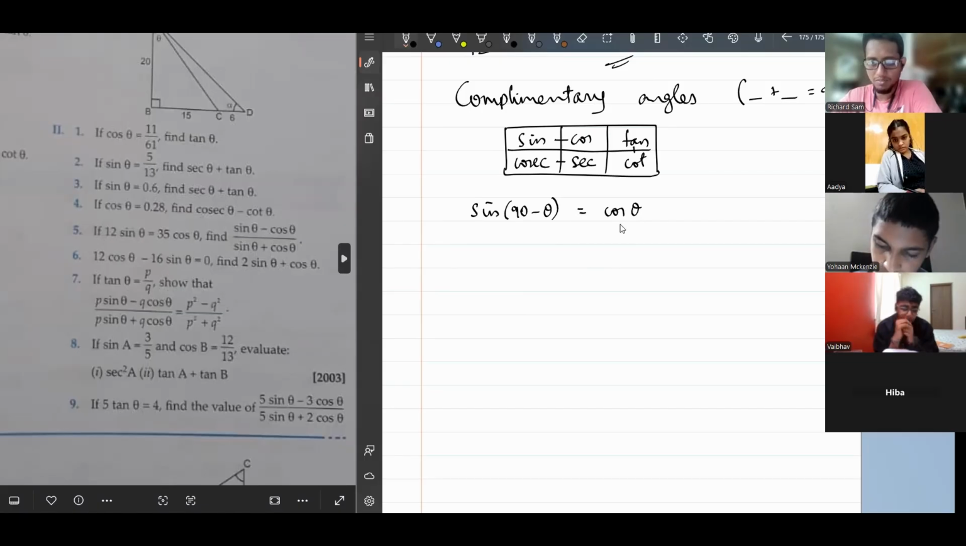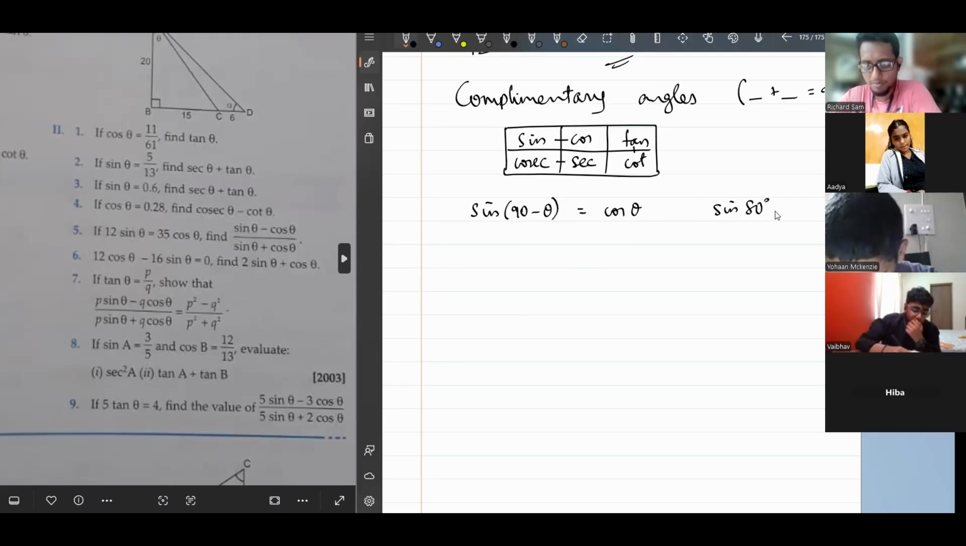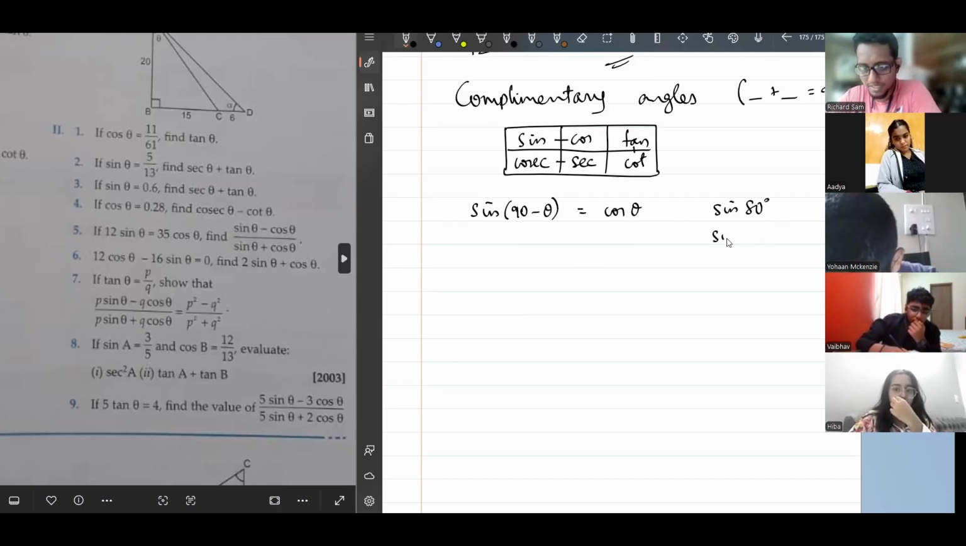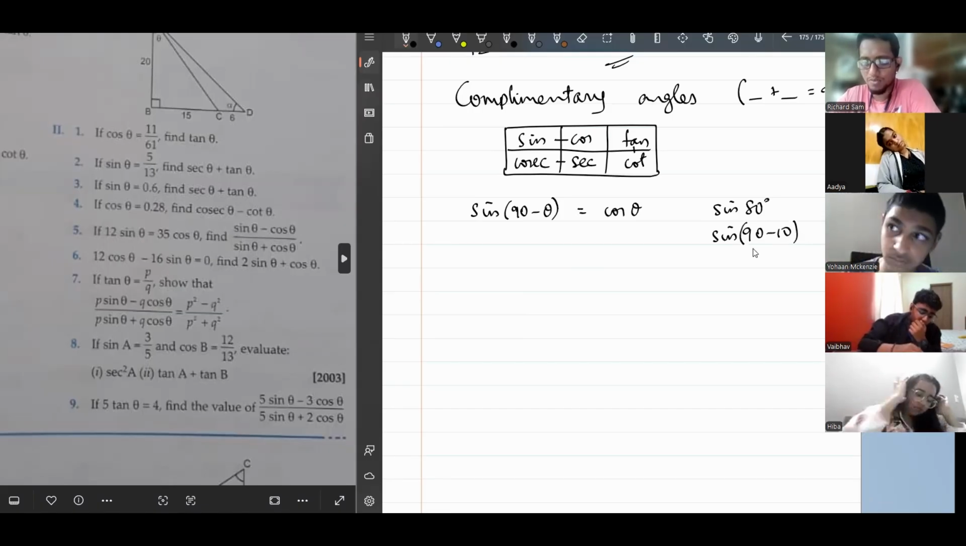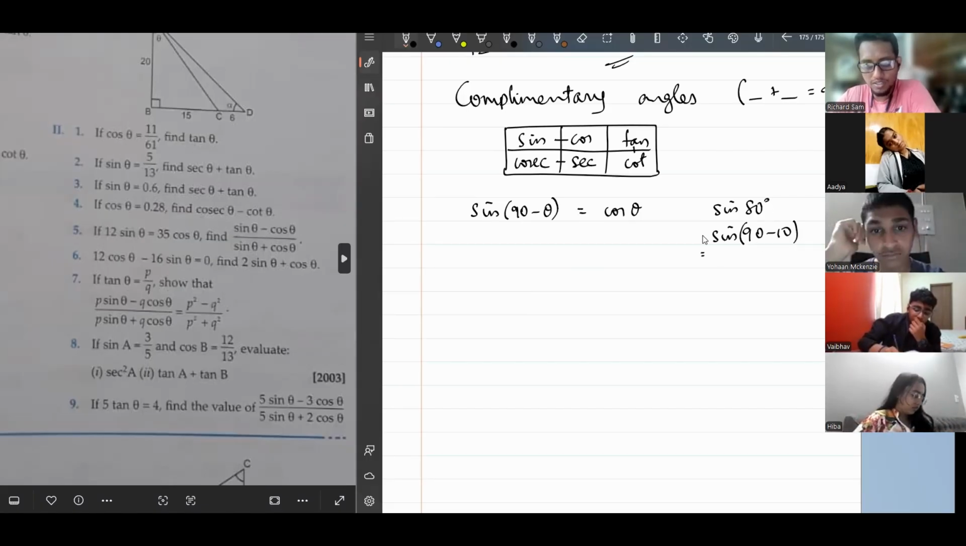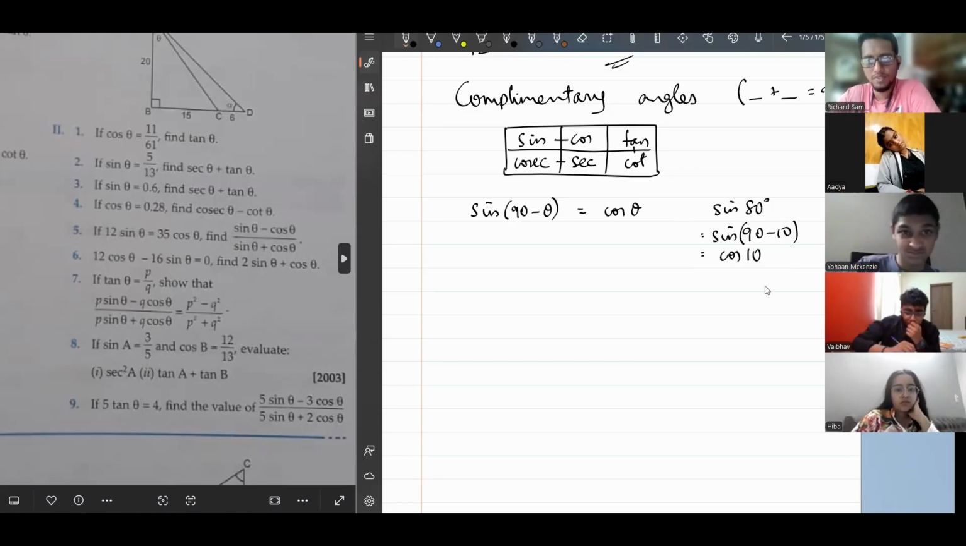Okay. What does this mean? It means if I have sine 80, for example, sine 80 can be written as sine 90 minus 10. Yes? In place of 80, I'm just writing it in the form of 90 minus. According to these complementary angle ratios, sine 90 minus theta, or sine 90 minus 10, can be written as cos theta or cos 10. Did you see that? Sine 80 can be written as cos 10 using these complementary angle formulas.